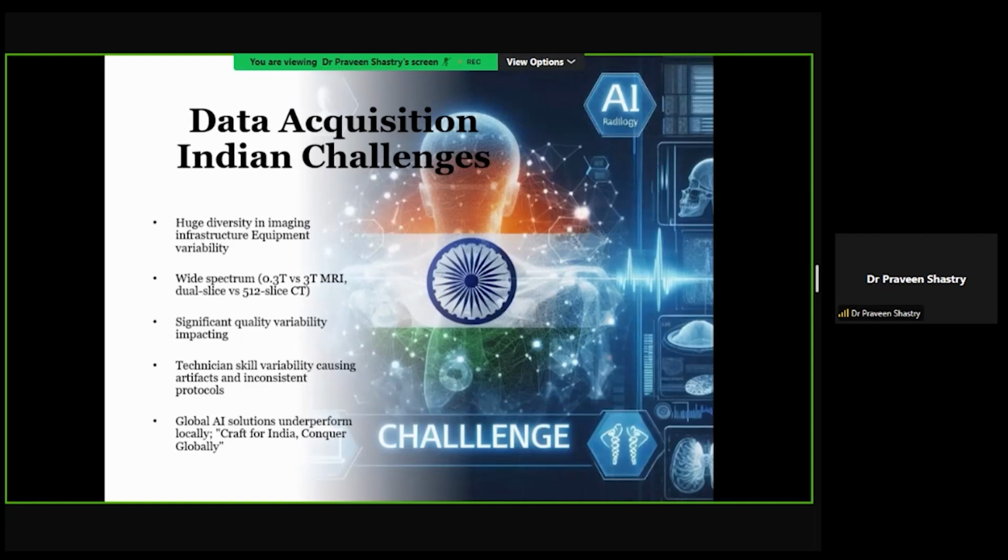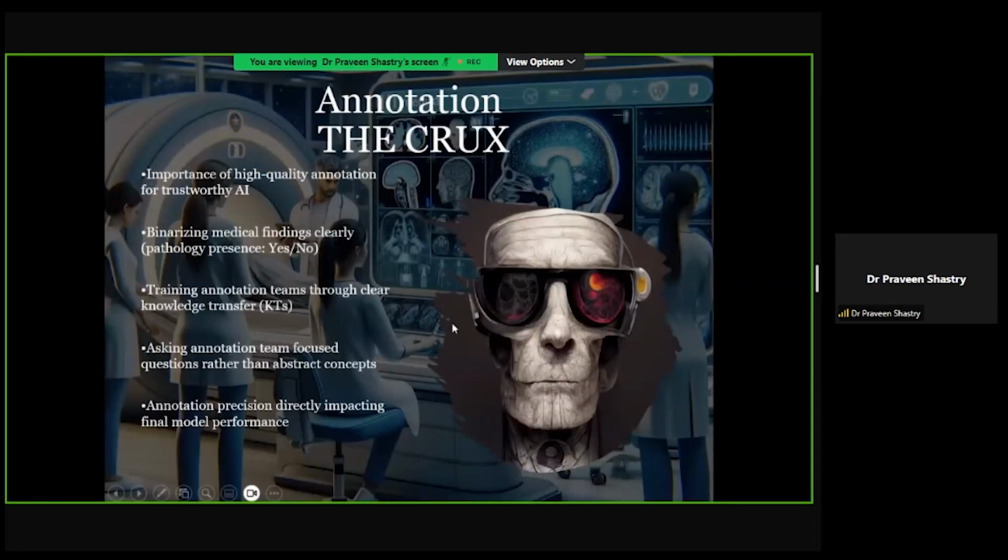Another beautiful learning along the course was that this spectrum of inhomogeneity is absent when it comes to the Western population. So Western solutions that claim stellar accuracy, precision, and recall underperformed with Indian data. Whereas it was the opposite: Indian solutions claiming upwards of 90, say 95 plus accuracy, did well on Western data because of this inhomogeneity. So this data is also something that we have to look at. This is one. So it is craft for India and conquer globally. This is something that we learned during the process.